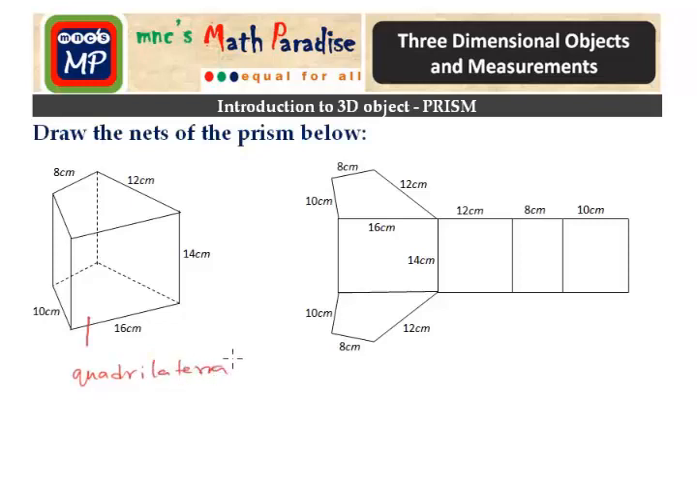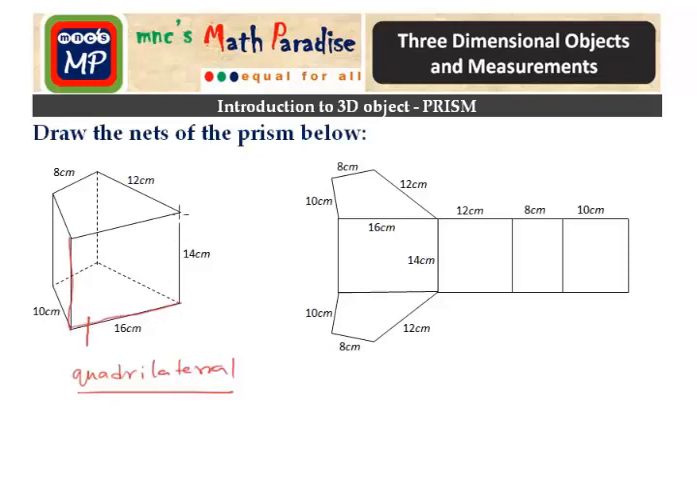So it's a quadrilateral prism. Its base is a quadrilateral, a general quadrilateral. So we need to draw its net. What we will do is start with any of the faces. So let us start with this face.